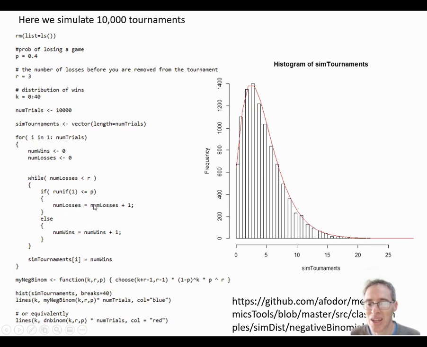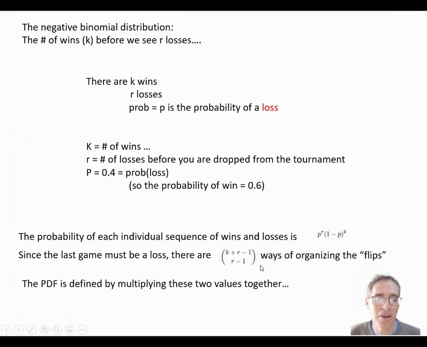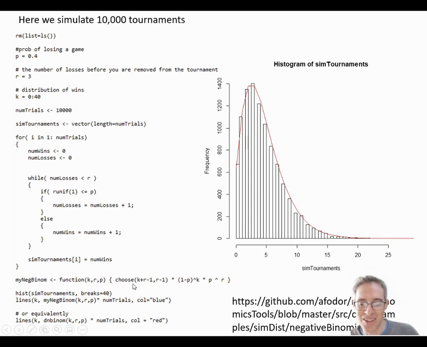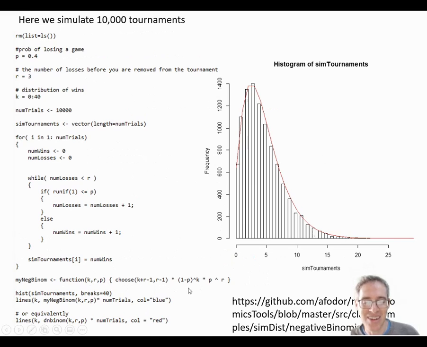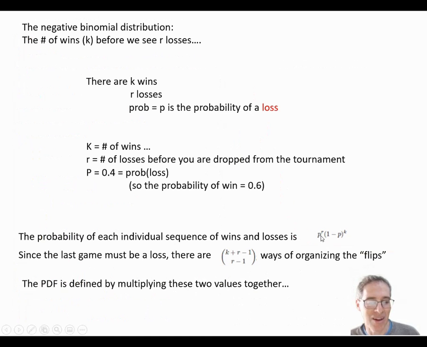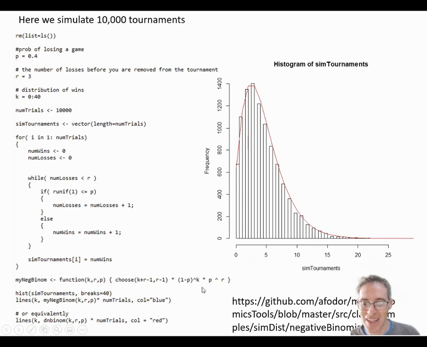I have a 40% chance of losing, 60% chance of winning. Keep going until I get my 3 losses, and then just record the number of wins that I had. So the argument that I made was that the probability density function of this thing is this times this. So that is choose k plus r minus 1, r minus 1, right? That's this here. And then the probability of organizing the wins and losses, or the probability of seeing each individual string of wins and losses, is this. So that's just that. So that's my negative binomial distribution.